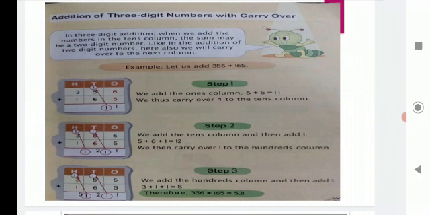So here in 3-digit addition, when we add numbers in the tens column, the sum may be a 2-digit number. Like in the addition of 2-digit numbers, here also we carry over to the next column. For example, here we have one number 356, and then the next number 165. So which place do we always start addition from? We always start addition from the ones place.